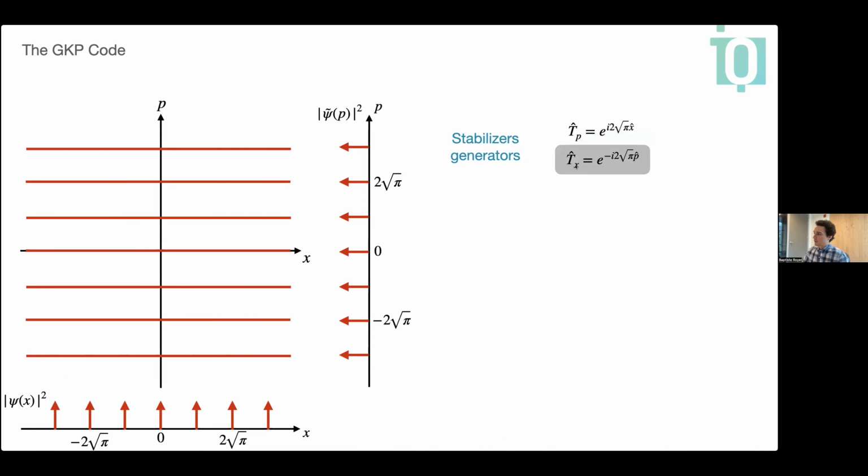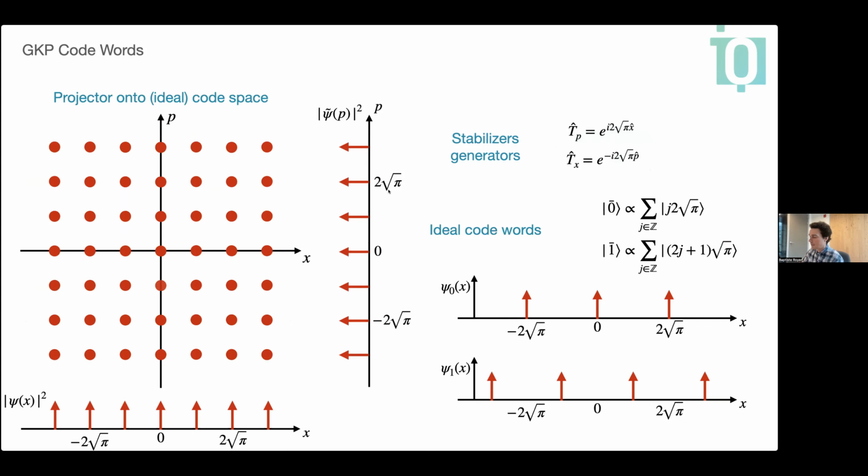Same thing, translation in position is generated by momentum, and so same story, eigenstates will be at multiples of square root of pi, but in momentum. Now if I want the common eigenspace of these two, so I want to be invariant under these two translations at the same time, then I take the intersection of these states. It turns out that projecting into the code space gives you a grid in phase space, and so these codes are often called grid codes for that reason.